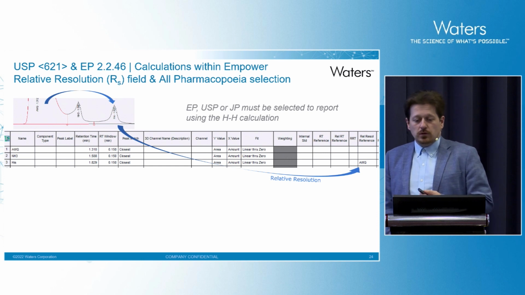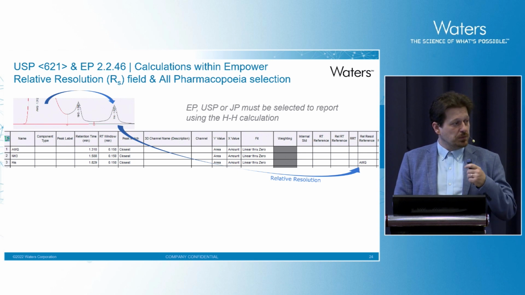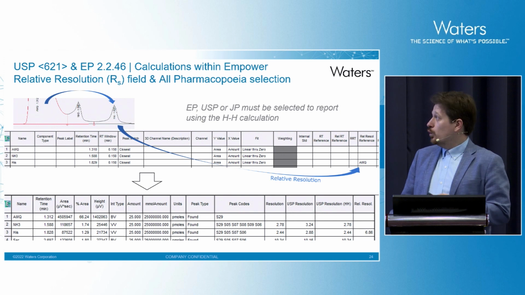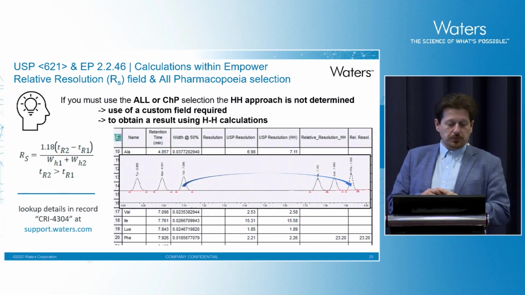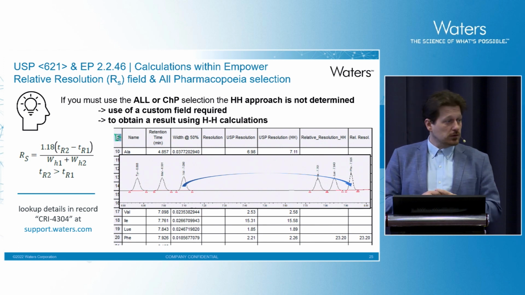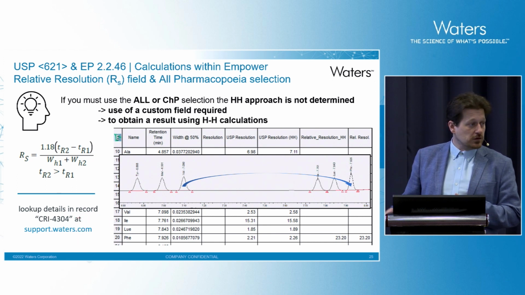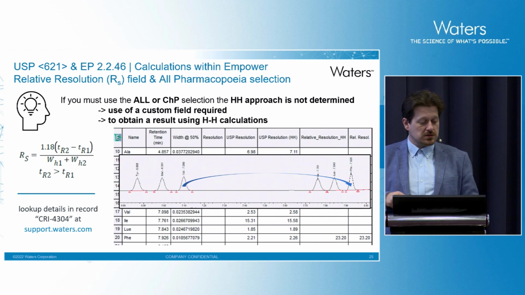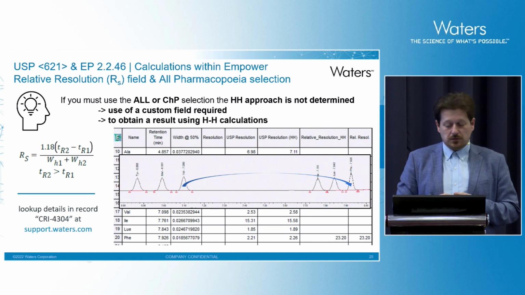It may be that, for any reason, you're not allowed or cannot make the selection EP, USP, or JP, and you must be stuck on All or Chinese pharmacopoeia. If this is the case, we need to use a custom field to get the correct resolution calculated. And this custom field you can compute yourself if you want, or you ask us to help. It's outlined in this record file here, how the code of the custom field looks. So you go to support.waters.com, you type in CR1/4304, enter, and you get the full description of how to set up the custom field to make the calculation.